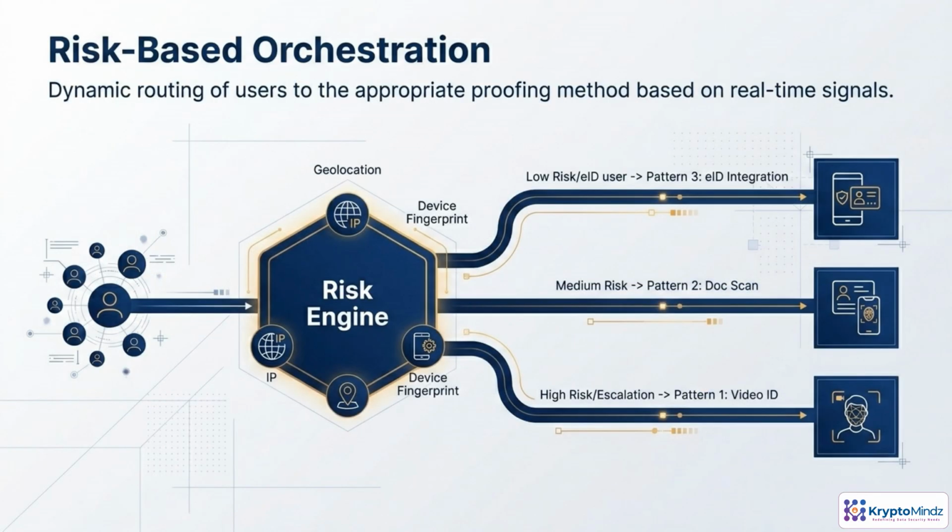Risk-based orchestration means we don't send every customer through the same proofing journey. A risk engine looks at real-time signals like IP, geolocation, device fingerprint, and past behavior, then chooses the most appropriate method. Low-risk or known eID users can go straight to eID integration. Medium-risk users might complete a document scan. High-risk or suspicious cases are escalated to strong, high-assurance video identification.